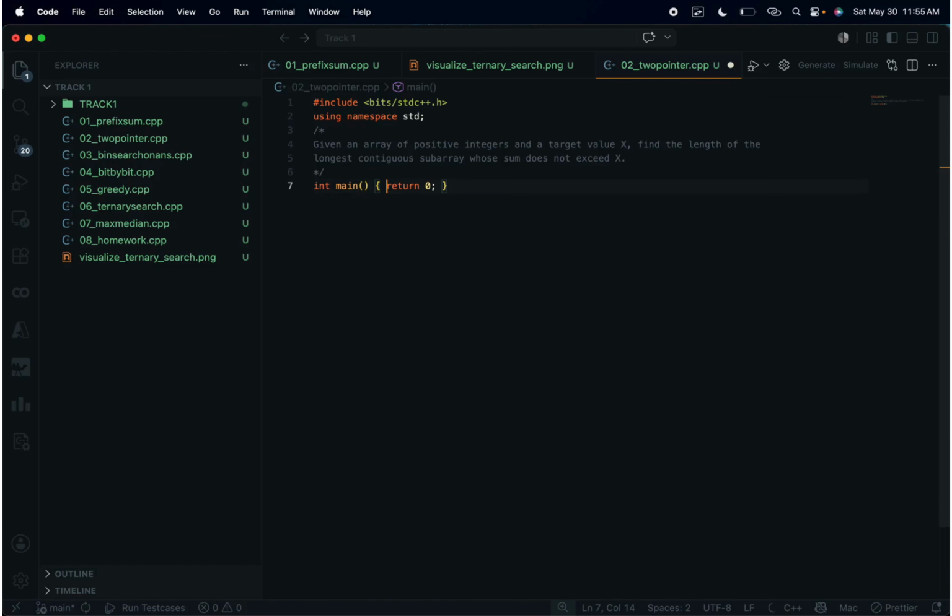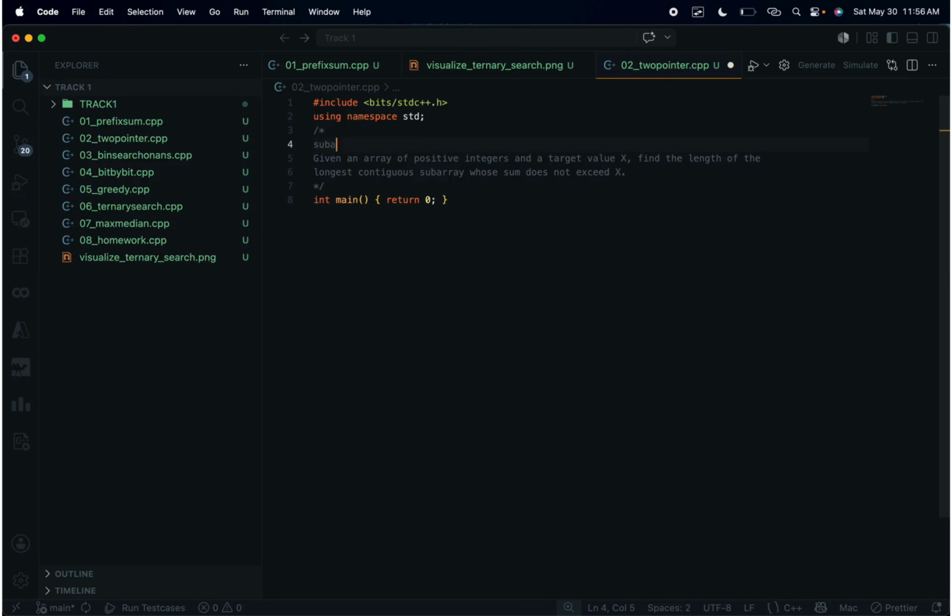So to understand what this technique is about, let us look at this question. You are given an array of positive integers and you have a target x. Remember that it is positive, it is not just any general array. We have to find the length of the longest contiguous subarray whose sum remains under x.